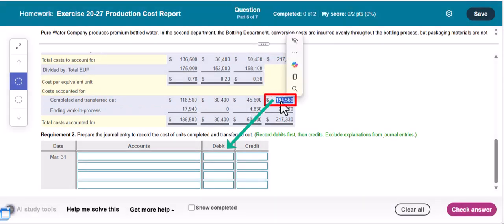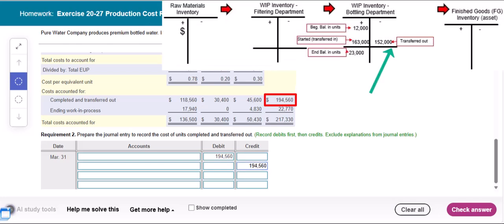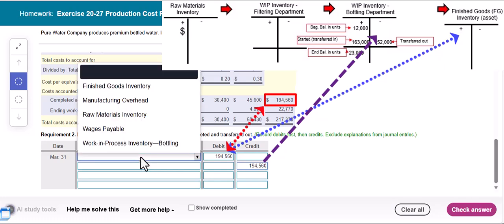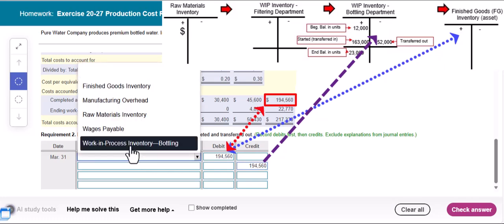So notice we've got the total cost column, and we want to take this number, this 194,560, and copy and paste it for our debit and credit, because this is how much it costs to create these units that were completed and transferred out. So these 152,000 units complete and transferred out, it costs us that $194,560 to manufacture them. So now they're being transferred out of the bottling department, so we need to credit the bottling department. So it's going to go to work in process inventory bottling.